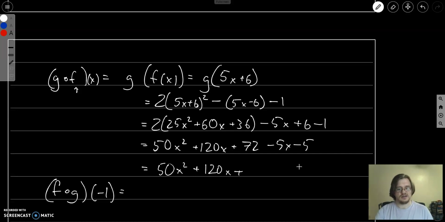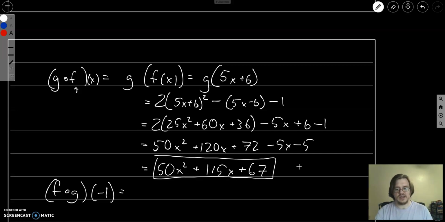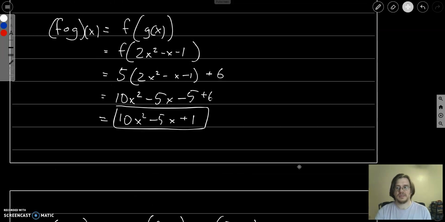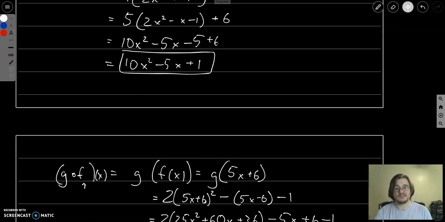plus 67. Oh, excuse me. I have missed some like terms. I will start over here. 50x squared, 120x minus 5x. Well, that's 115x. And 72 minus 5 is 67. So one thing that you'll notice right away is that this is different from this. The order of functions matters.